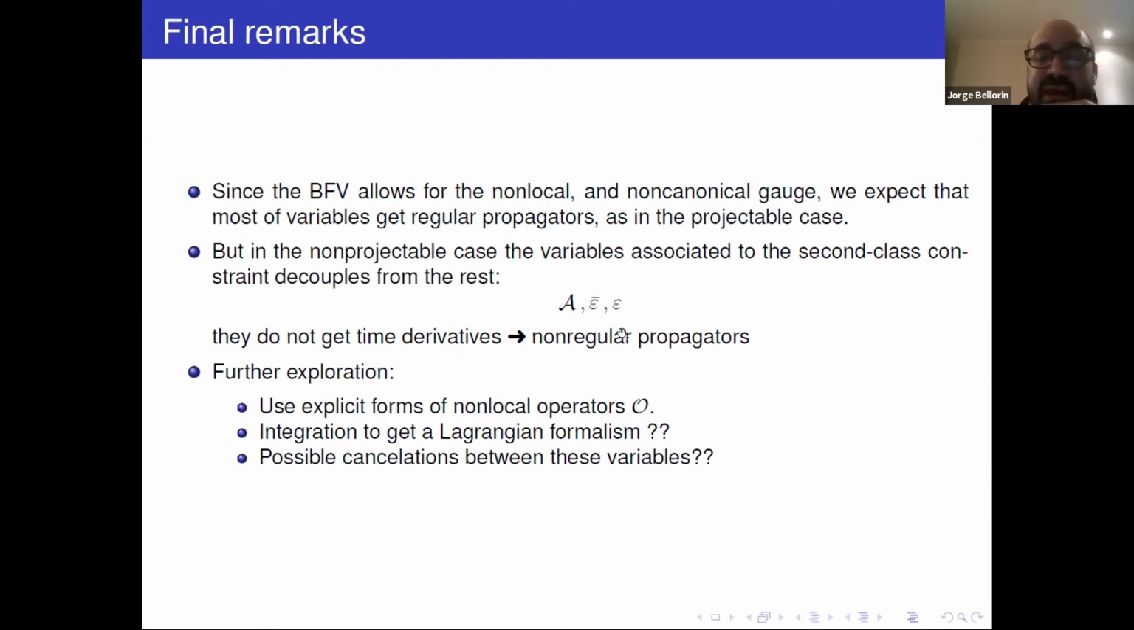At the end, the bad news is that these variables also get non-regular propagators, because they don't get time derivatives. So some station is to advance by using the explicit expression of this local operator, but adapted to the BFV formalism. We are studying this with another student, Claudio Borges. Perhaps to perform integration in the momentum sector to obtain the Lagrangian. And at the end, since these variables are not regular, what if some cancellation can occur at the time of computing the Feynman diagrams? So this is the end.